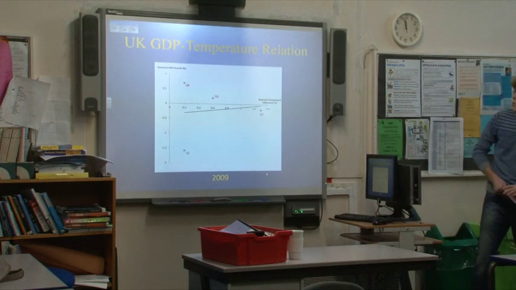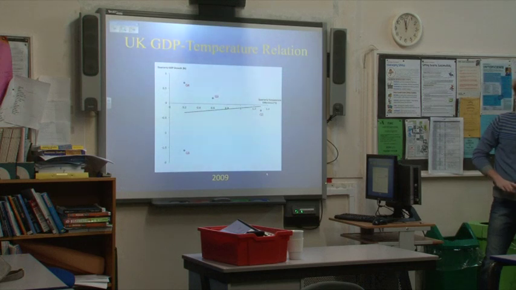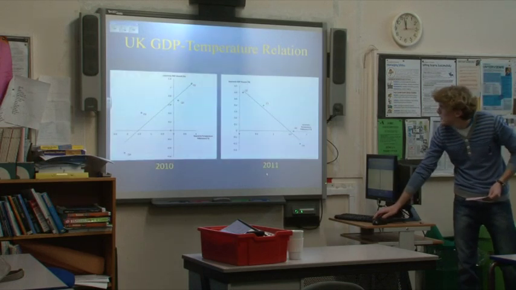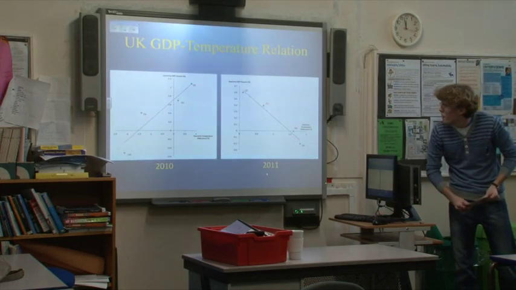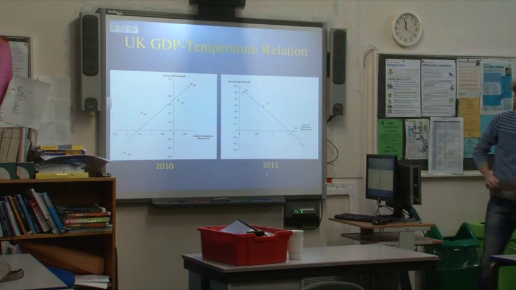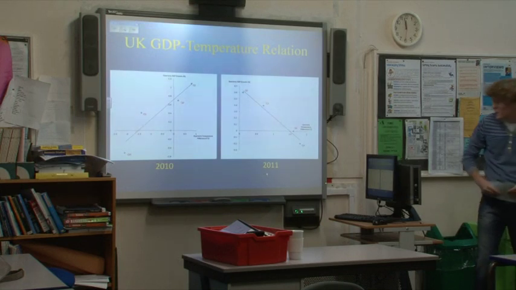So this is the UK GDP temperature relation for 2009. Whilst the correlation is weak, it does show a slight relation between higher temperatures leading to improved growth. However, this is not so consequential. However, this correlation was magnified in 2010, where there was a steep correlation between temperatures returning to the norm and GDP increasing. However, in 2011, this wasn't the case.